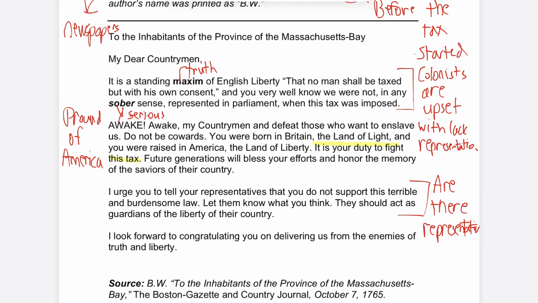"So, I look forward to congratulating you on delivering us from the enemies of our truth and liberty." I think overall then, calling the enemies. Who is BW calling enemies? The British. He's calling, or she is calling them enemies.